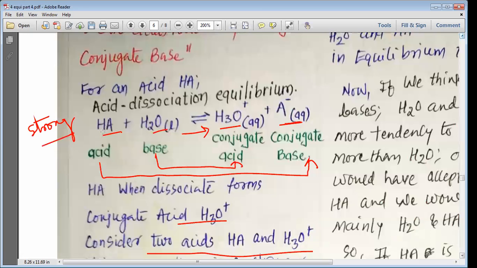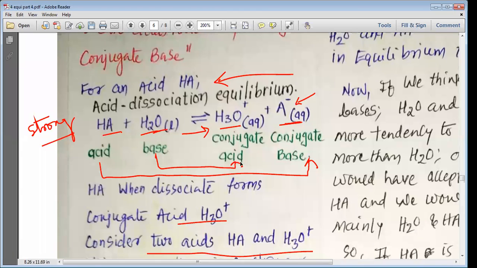Now let us say HA is a strong acid. When HA is a strong acid, the equilibrium shifts towards the products, and at equilibrium mostly you have the concentration of H3O plus and A minus. That means A minus cannot easily accept H plus from H3O plus, and that is why A minus remains in the solution and the reverse reaction does not take place. That means A minus is a weaker base than water, because water can easily accept H plus from HA, and that is why it is a stronger base.